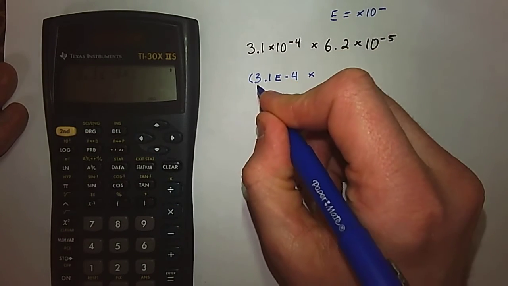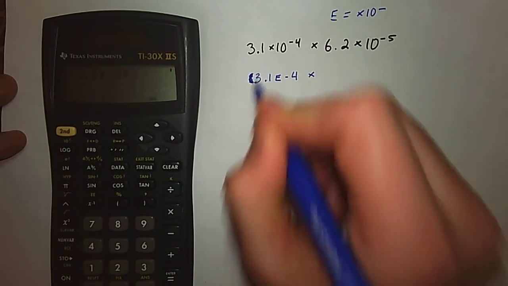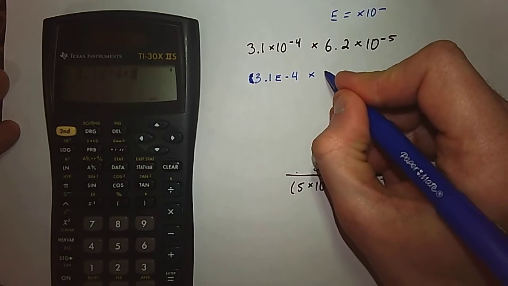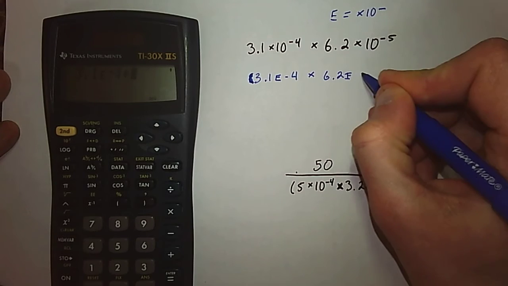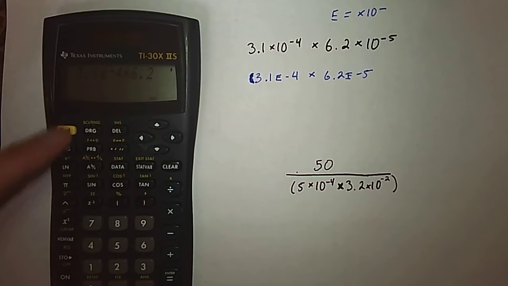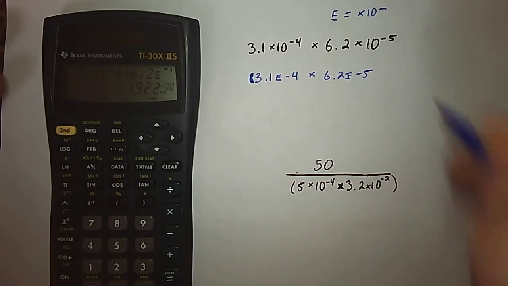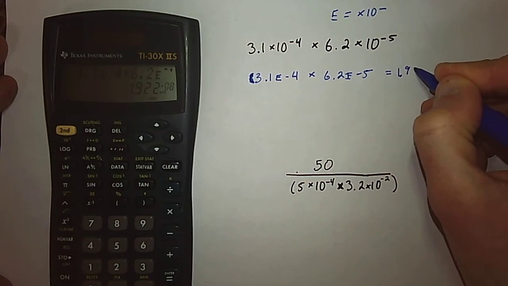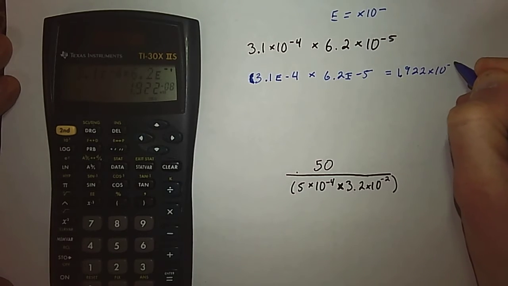So notice I put a parentheses here because I'm so used to putting parentheses in my calculator. I actually always recommend doing it. But since I didn't do it here, I'm going to cancel that parentheses out. And then 6.2, and then E negative fifth. And then enter. And that's my answer. 1.922 times 10 to the negative eighth.